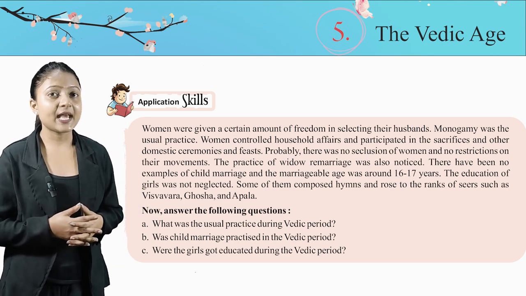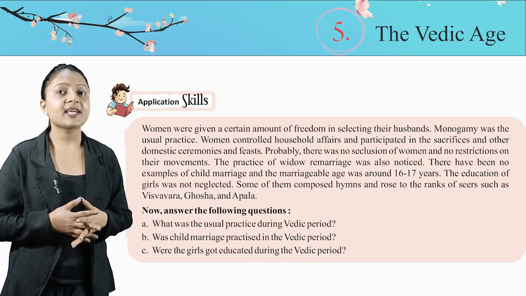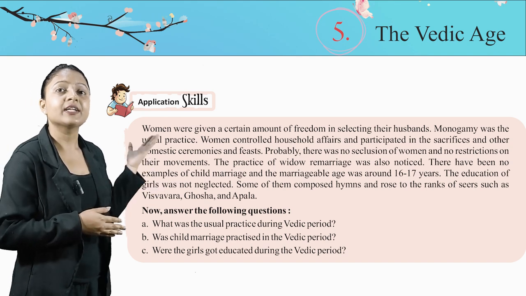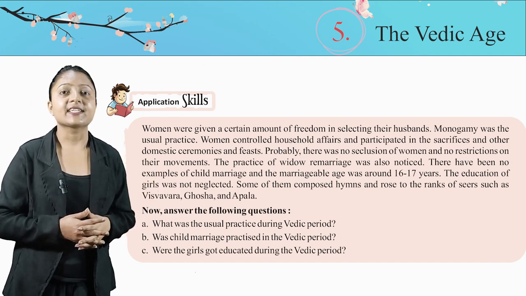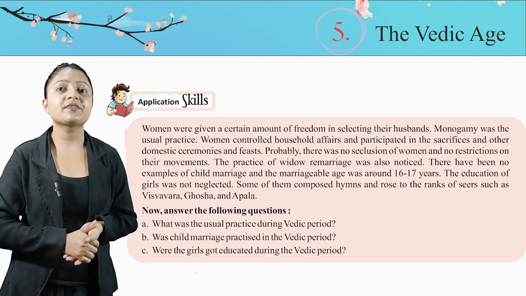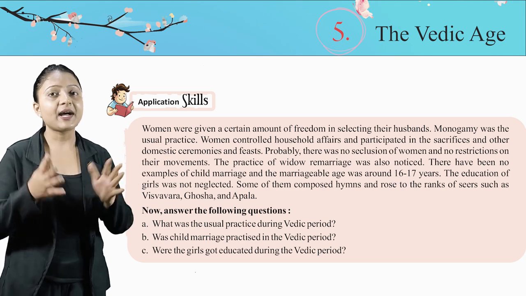There have been no examples of child marriage, and the marriageable age was around 16-17 years. The education of girls was not neglected. Some of them composed hymns and rose to the ranks of seers, such as Vishwara, Ghosha, and Apala.